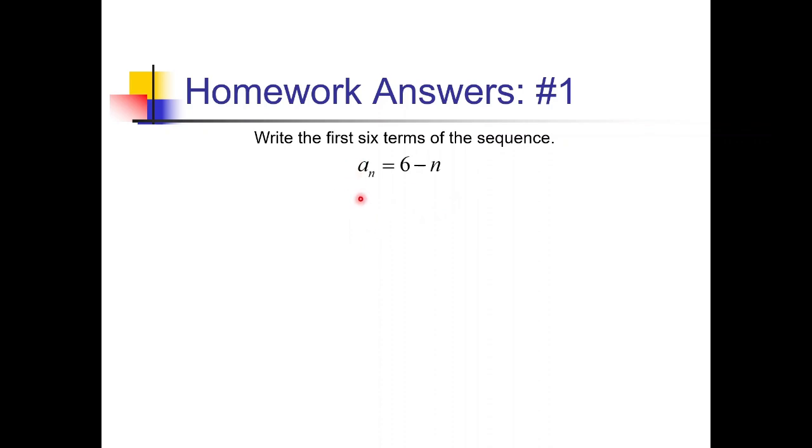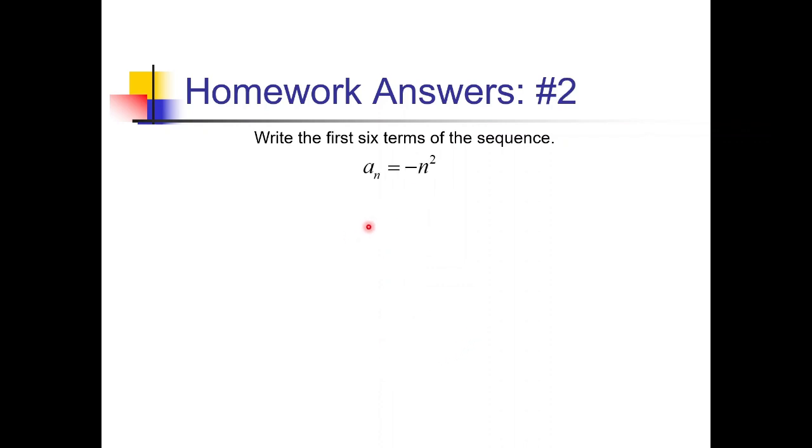So for A1, we're just doing f of 1, where f is just this 6 minus n business. So I could use Desmos, but I think I can do this one in my head. This is just 6 minus 1, which is 5. And then A2 is 6 minus 2, which is 4. Then we have 6 minus 3 is 3. 6 minus 4 is 2. 6 minus 5 is 1. And A6, that's 6 minus 6, is 0.